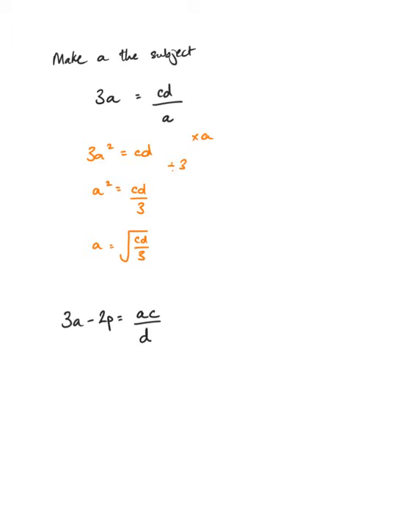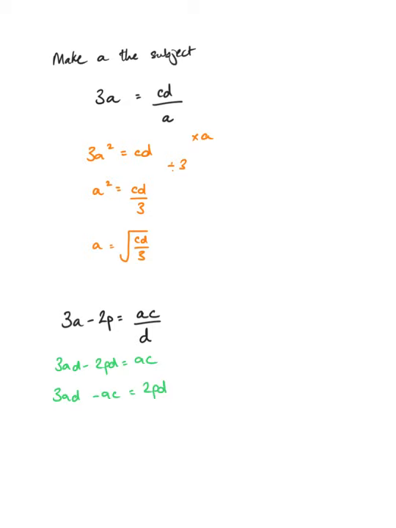But when it's at the top of a fraction and I've got this letter that I need on both sides, then we do just need to think about what we're going to do. So I'm going to multiply through by d, so I'm going to get 3ad minus 2pd is equal to ac. Now, exactly as we did a minute ago, I need to get all of the a's together. So I'm going to have 3ad minus ac is equal to 2pd. So I've added 2pd to both sides and subtracted ac from both sides. The reason I've done that rather than subtracting 3ad is just to keep the a positive.